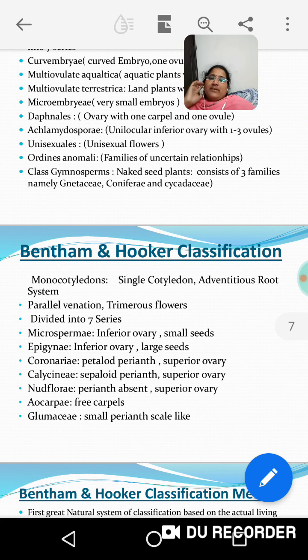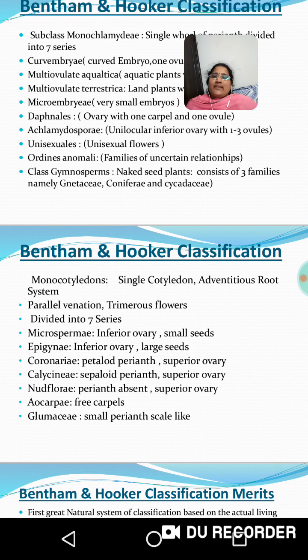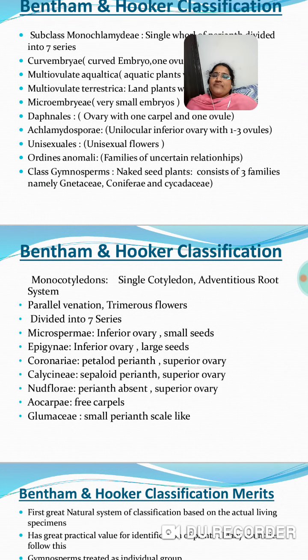As mentioned earlier, coming to the Bentham and Hooker classification, monocotyledons. The identifying features of the monocotyledons are a single cotyledon, adventitious root system, parallel venation, and also the presence of trimerous flowers. If the plant satisfies all these four characters, then those plants are grouped under monocotyledons.